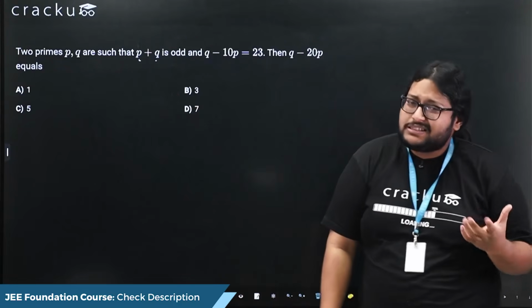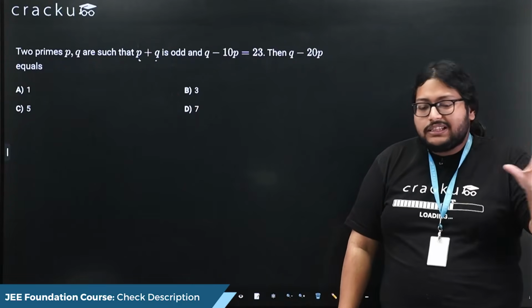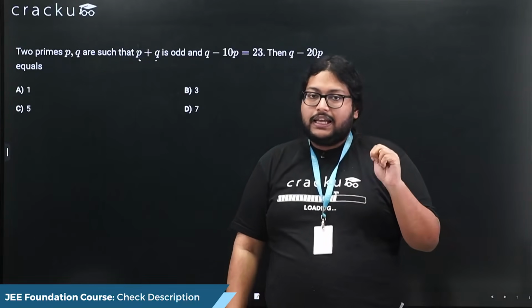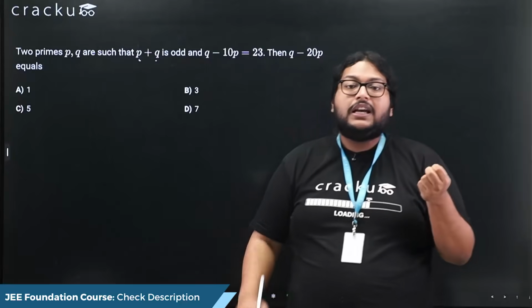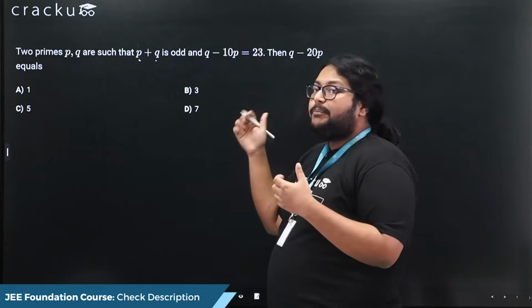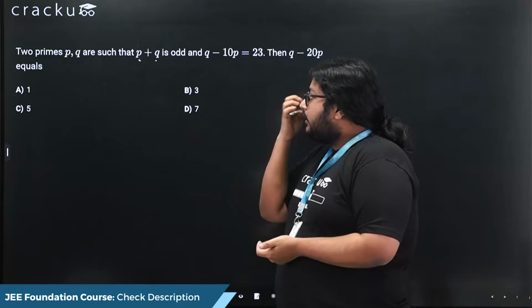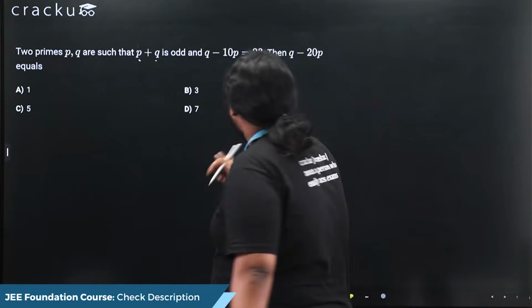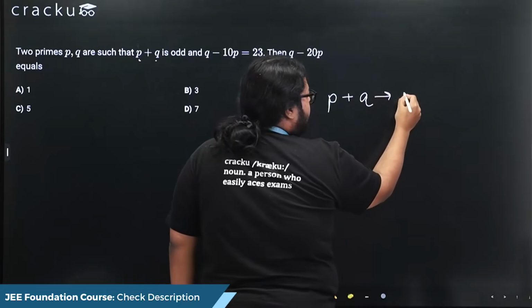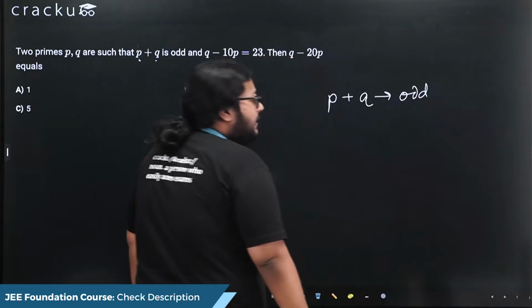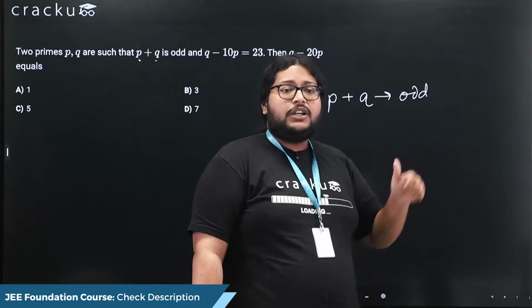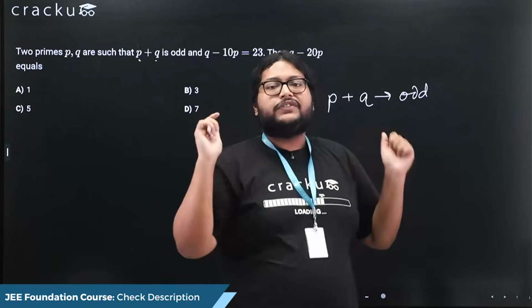Now we know famously that all the prime numbers are odd except for 2, because 2 is the only even prime number. Every other even number has 2 as its multiple. So primes are predominantly odd. Now if it's given that P plus Q is odd, when do we have the sum of two numbers to be odd? Sum of two numbers is odd only when one of them is odd, one of them is even.